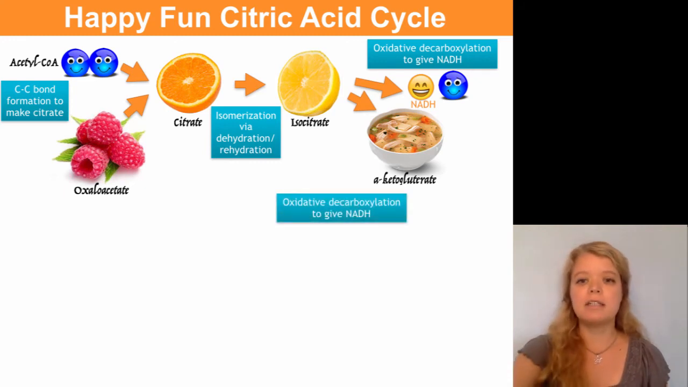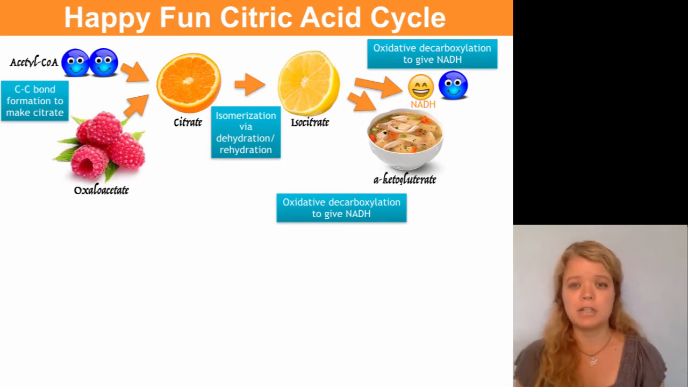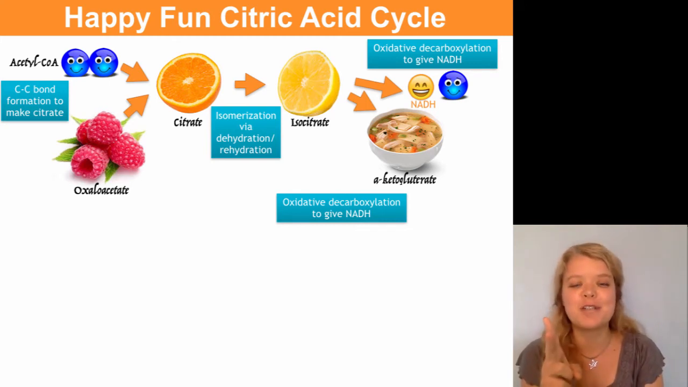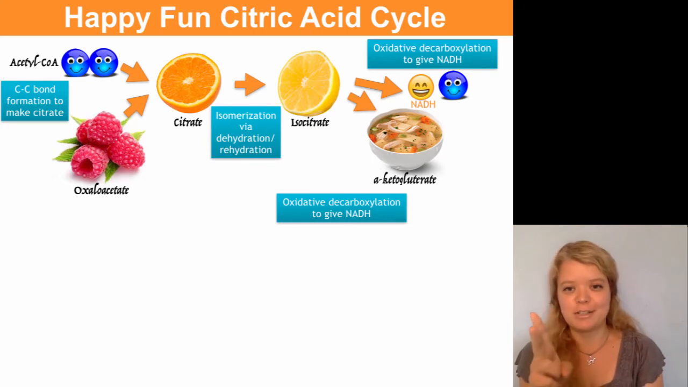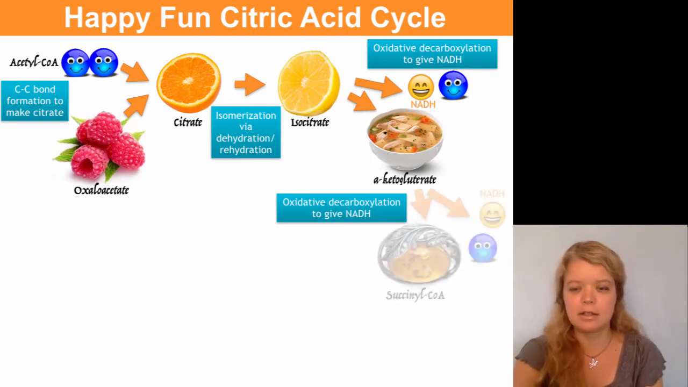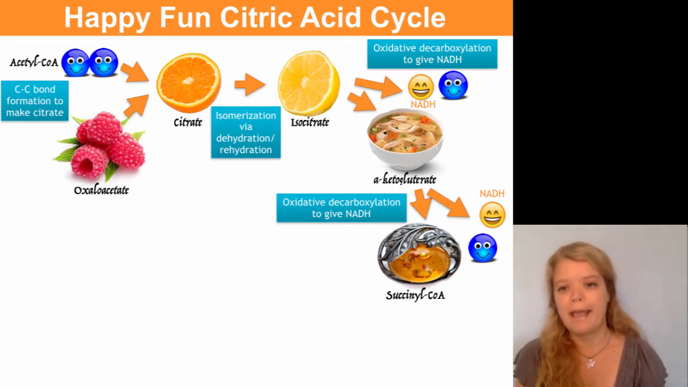Next step is another oxidative decarboxylation to produce an NADH. These are the two big decarboxylation steps, the two decarboxylation steps in the citric acid cycle. This is the two places where carbon is lost. So here we form another NADH, and the second carbon leaves. And what we end up with here is succinyl-CoA.